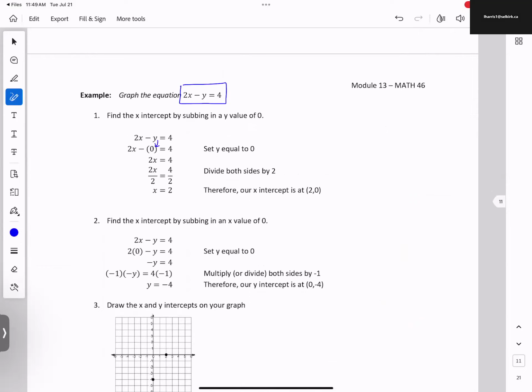And then we get 2x equals 4. If we divide both sides by 2, we get x equals 2. So that means our x-intercept is at 2 and 0. Oh, there's a mistake here.